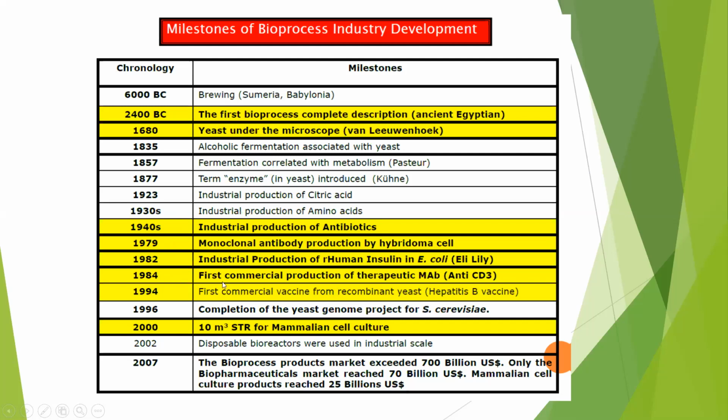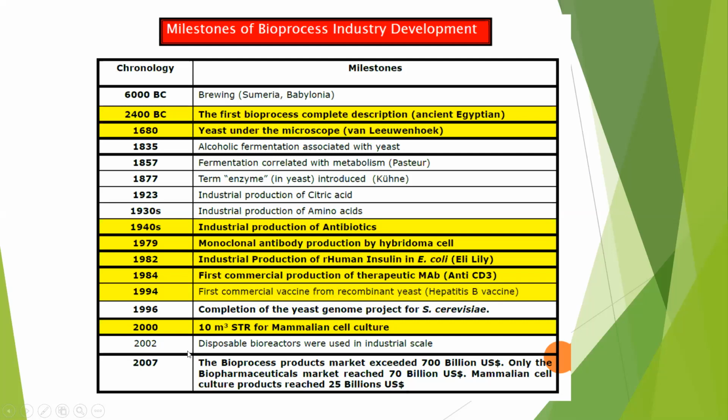In 1984, the first commercial production of therapeutic mAb was developed. Then in 1994, the first commercial vaccine from recombinant yeast, the hepatitis B vaccine, was developed. In 1996, the yeast genome was completed. Then in 2000, a 10,000 cubic meter STR, a stirred tank reactor for mammalian cell culture, was introduced. And in 2002, disposable bioreactors were used at industrial scale.